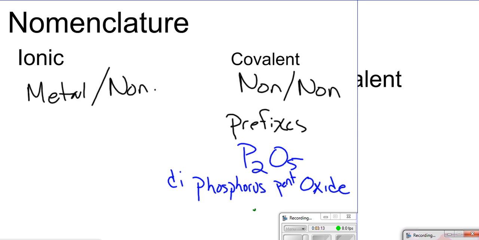So naming covalent compounds, everyone loves naming covalent compounds. When you see nonmetal, nonmetal, easy as pie. Simply use prefixes to determine how many. Make sure the last element ends in "ide."